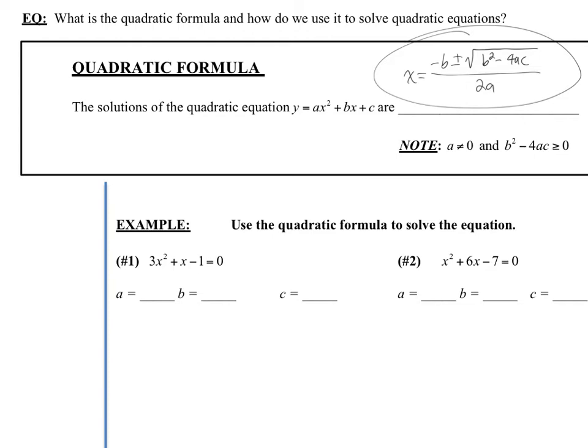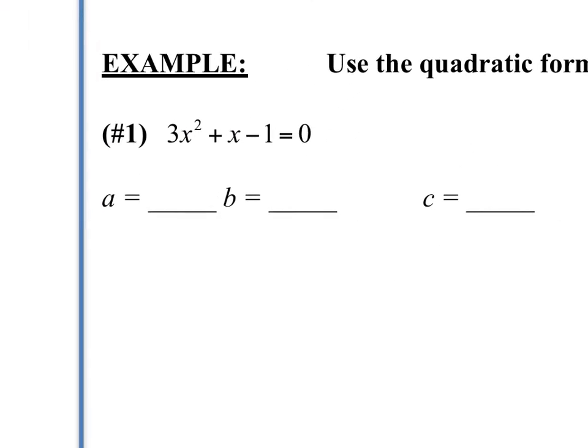So how do we use the quadratic formula? The first thing we're going to do is figure out our a, b, and c. Remember, a is what's in front of x squared, so it's ax squared plus bx plus c equals 0. What's our a, b, and c here? Well, a is 3. What is b? There's no number in front of the x. When there's no number in front of the x, it's going to be a 1. And what's our c? c is negative 1.